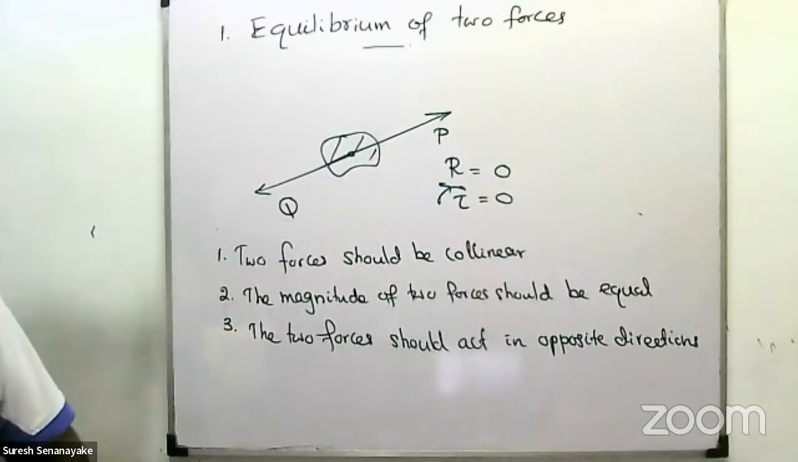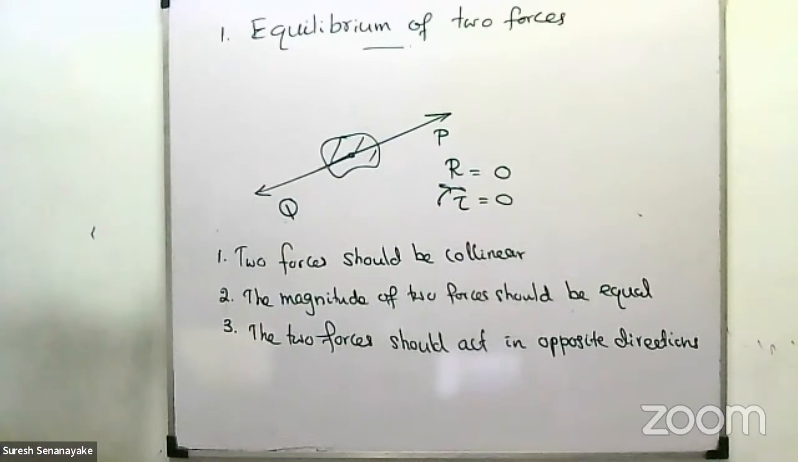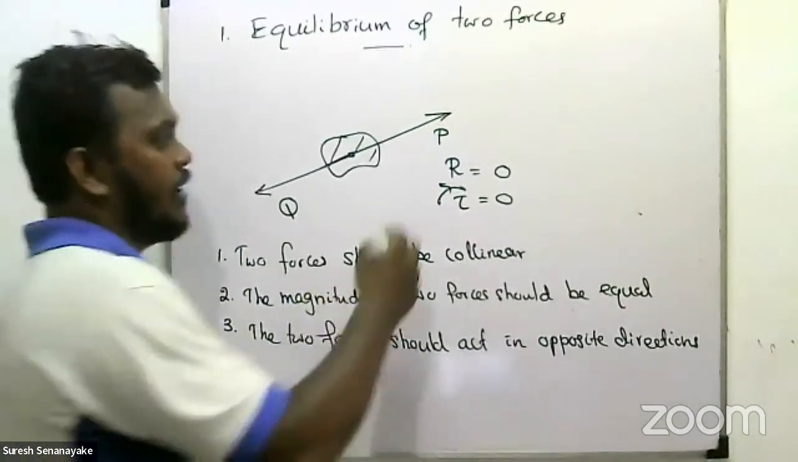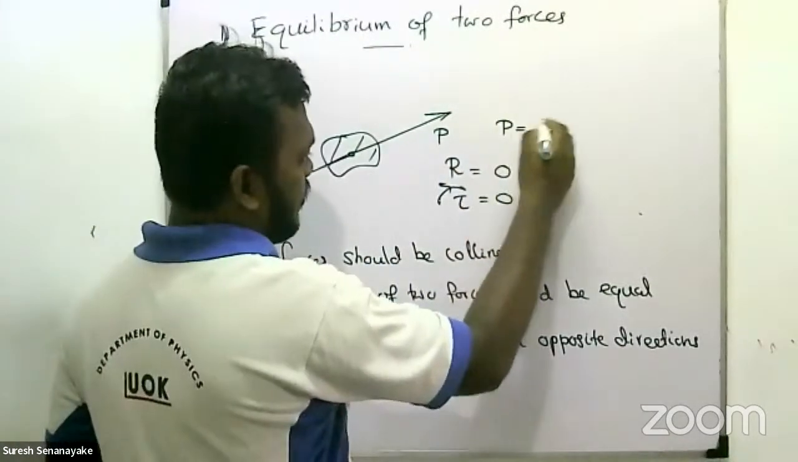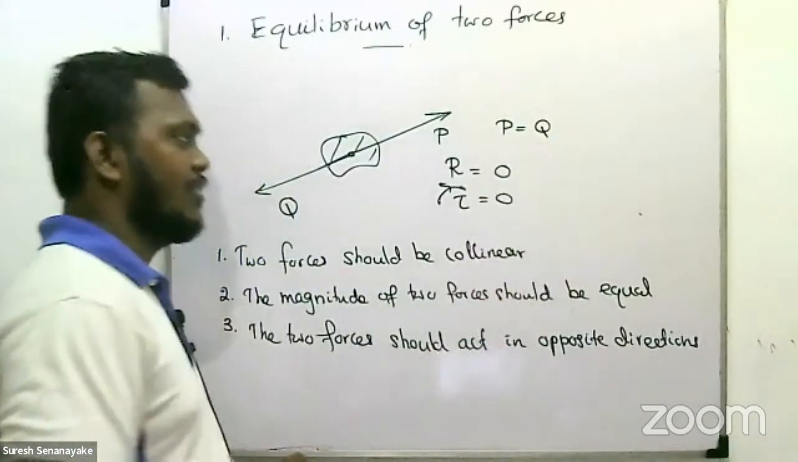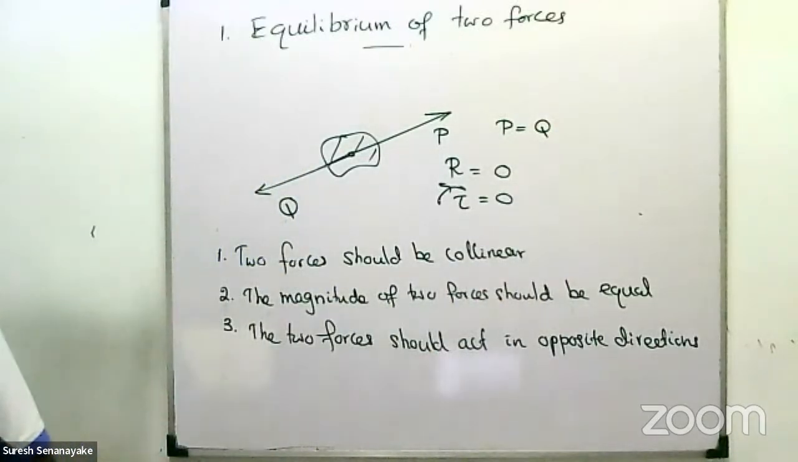Copy down. Here you need to write P equals Q, and the direction of P is opposite to the direction of Q.